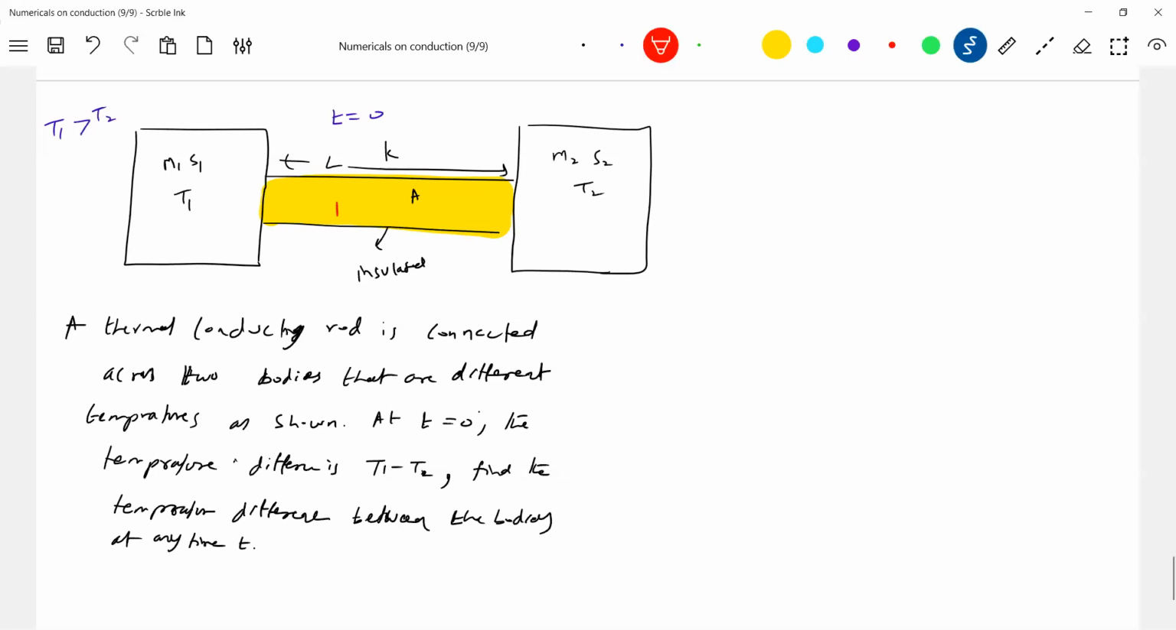Okay, get into the problem now. In the previous problem, the temperature of one end of the rod was constant, the other end was varying. Now here both ends, the temperature is varying. So how to analyze such numericals here?